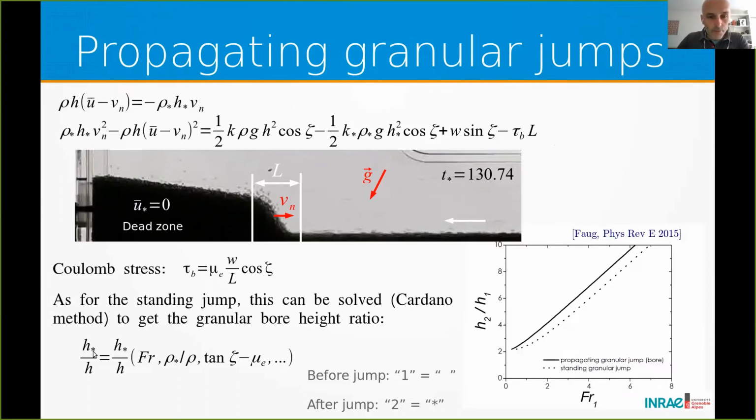And you can have the jump height as a function of the Froude number, the density change, the difference between the tangents of the slope and the effective friction, etc. And here I plot the jump height as a function of the Froude number in case of steady condition in dashed line, and in the case where the jump propagates upstream. And clearly, this propagating jump is a bit higher in general for a given Froude number than the corresponding standing jump.